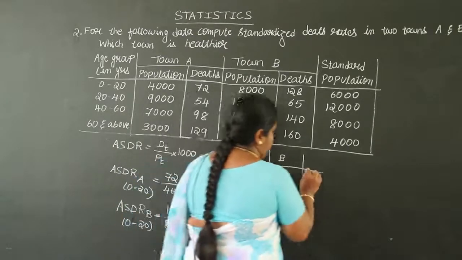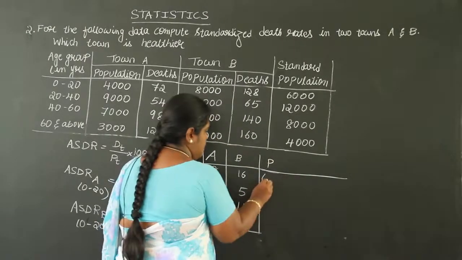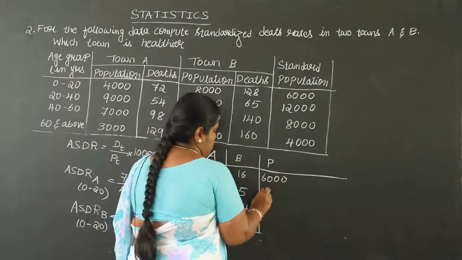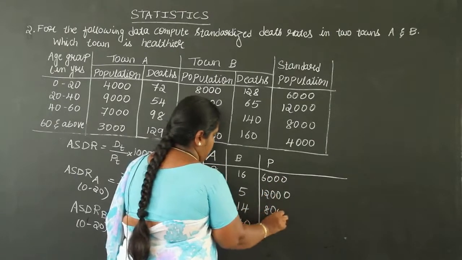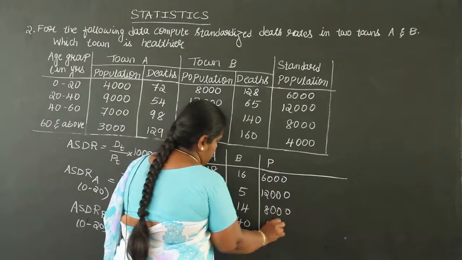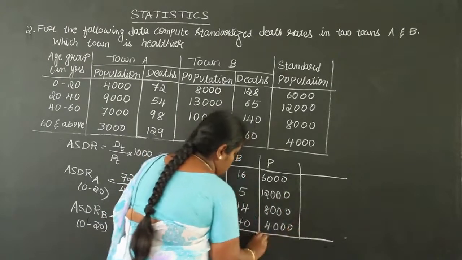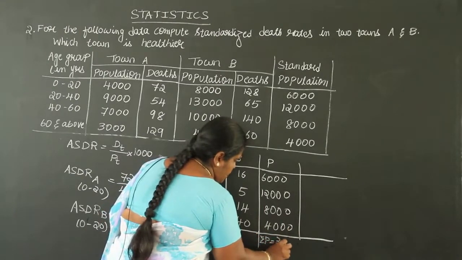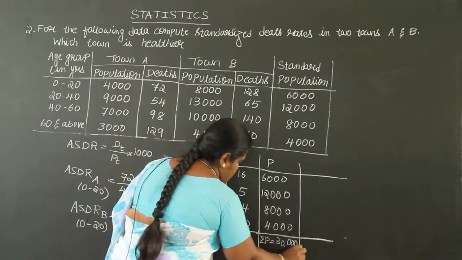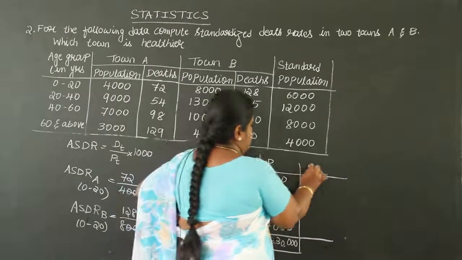Next we have to write the standard population P value. So P is 6,000, 12,000, 8,000 and 4,000. And we need the total of this. So the total, sigma P, is 30,000. Then we'll be multiplying P and A values.